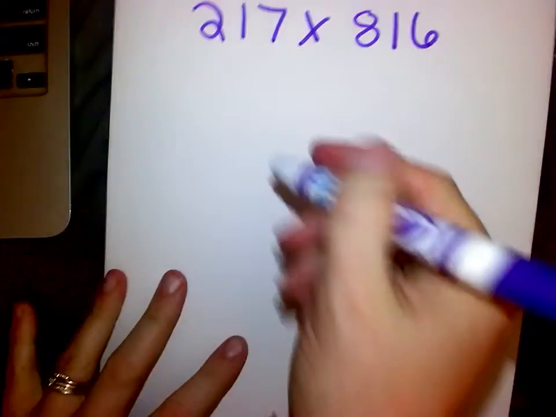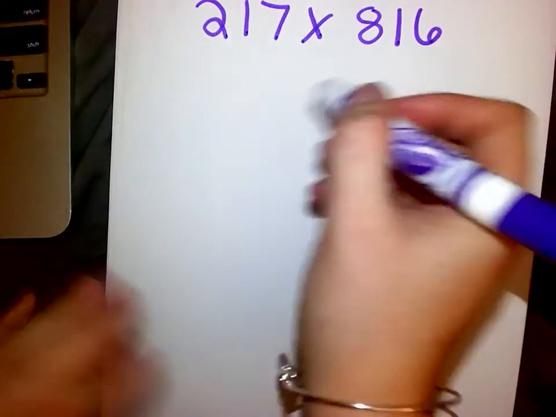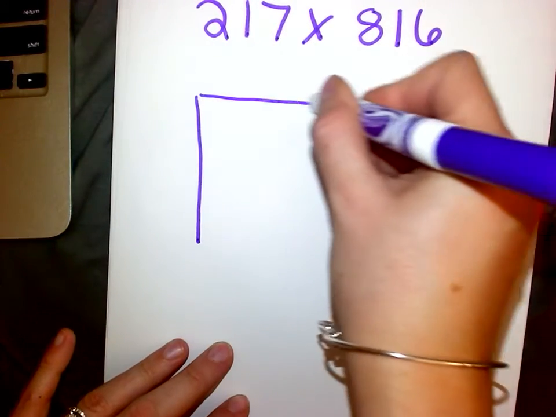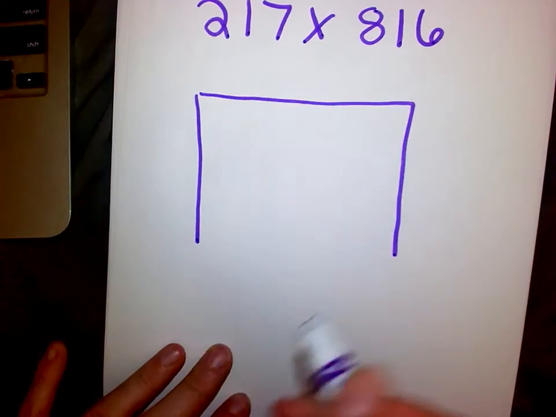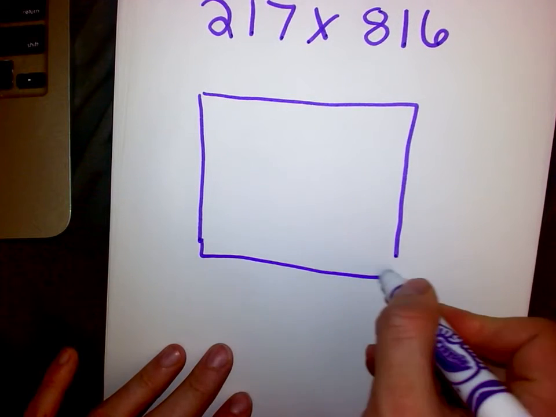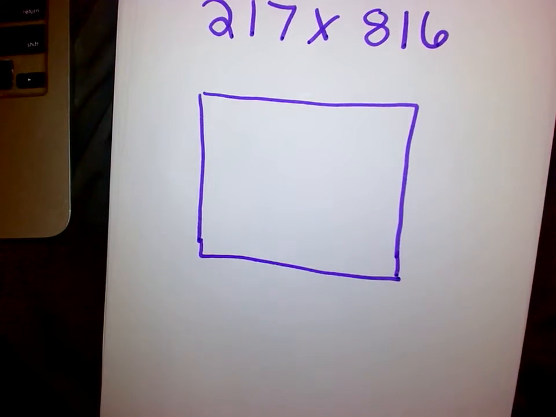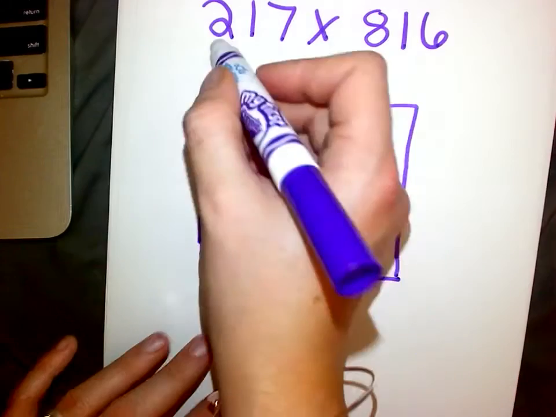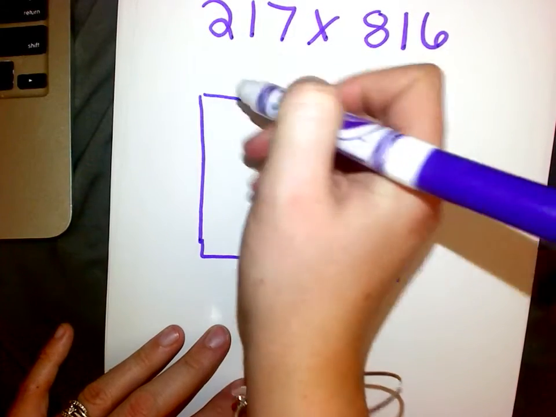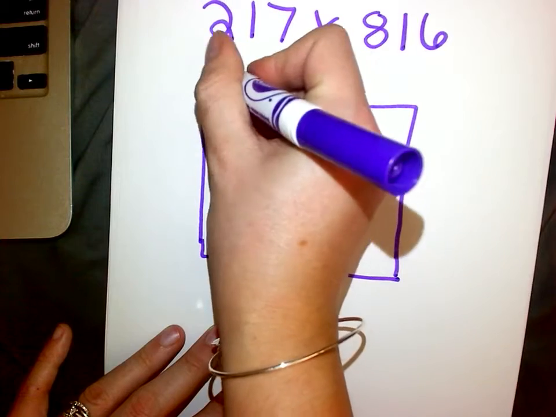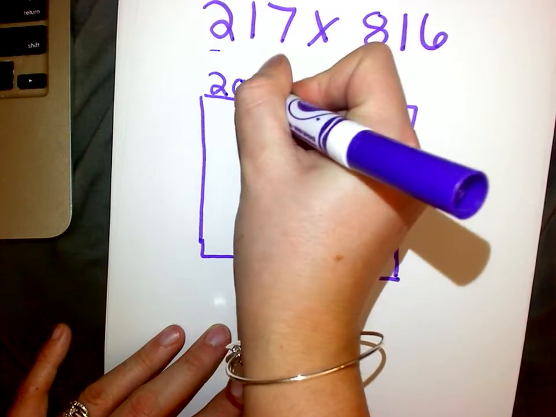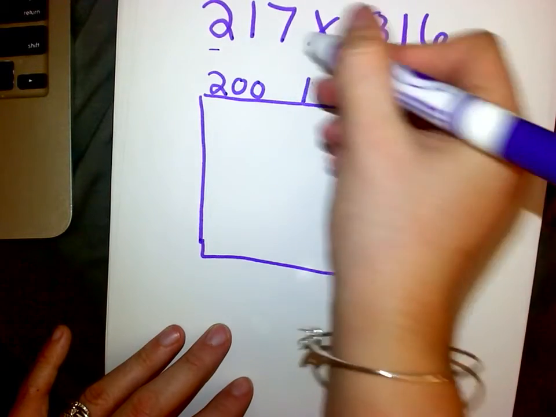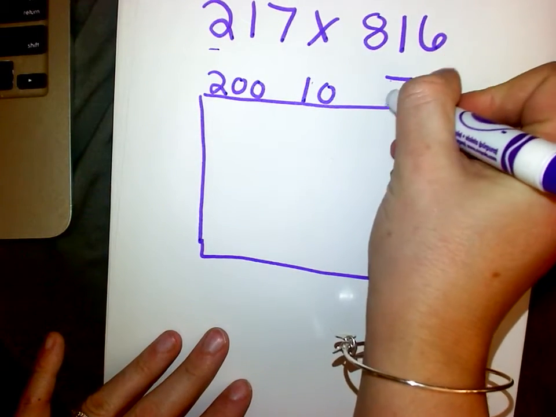Okay, so again, I'm going to do a box, but you notice I'm working with bigger numbers, so I'm just going to adapt to that and make sure I have a bigger box. Give myself a little more room. Okay. So now my next step is to write these numbers in expanded form. So 217, this is worth 200. The 1 is worth 10, it's in my tens place. The 7 is still worth 1s because it's in my 1s place.